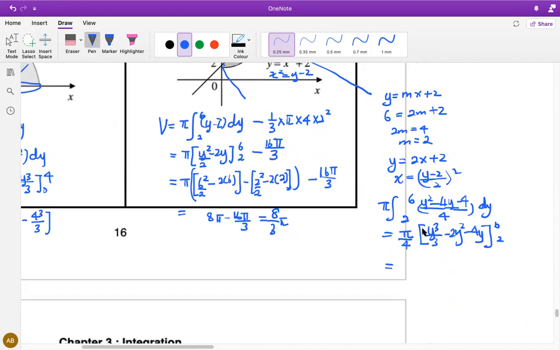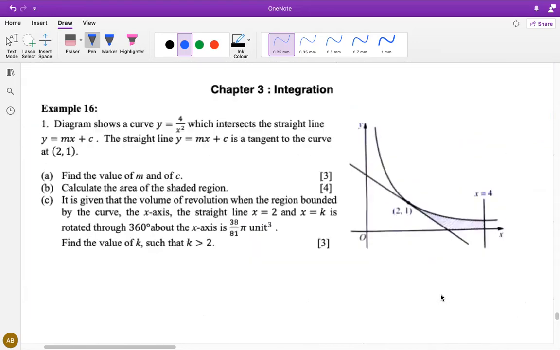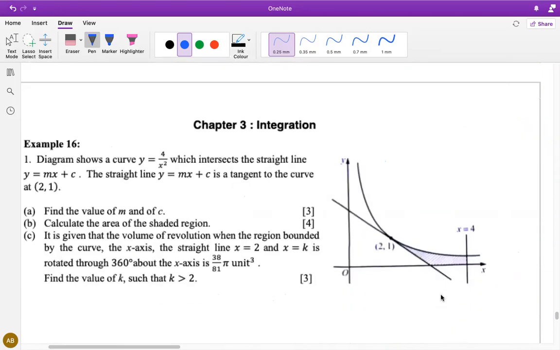Okay, so let's check the answer. Okay, so correct, huh? We get 16 over 3 pi. Okay, same as this value here, right? So, but the process is quite long, huh? So nevertheless, you will get the answer, huh? So let's see example 16. All right, so example 16 is an SPM question.